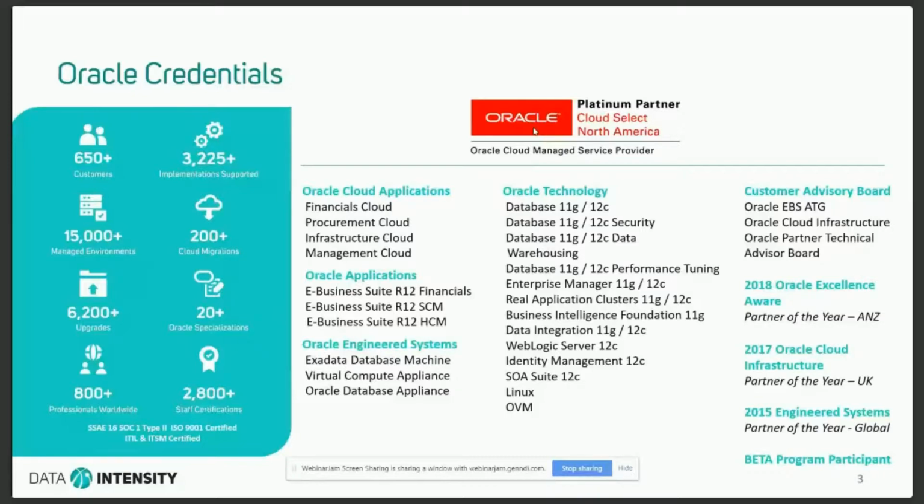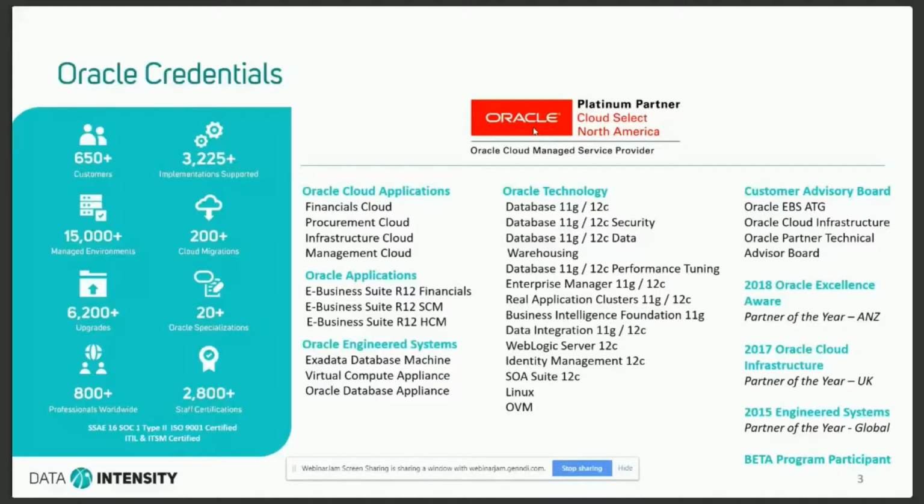We've got over 600 customers globally. We supported over 3,000 implementations. Today, we manage over 15,000 environments across those 600 customers. We performed over 200 full cloud migrations for customers, many of which have gone on to OCI. We've got about 800 people worldwide. We've got more than 20 Oracle Cloud Infrastructure certified solution architects and more than 2,800 staff certifications.